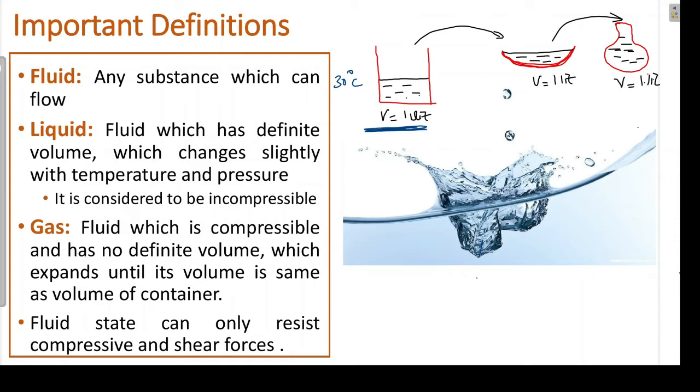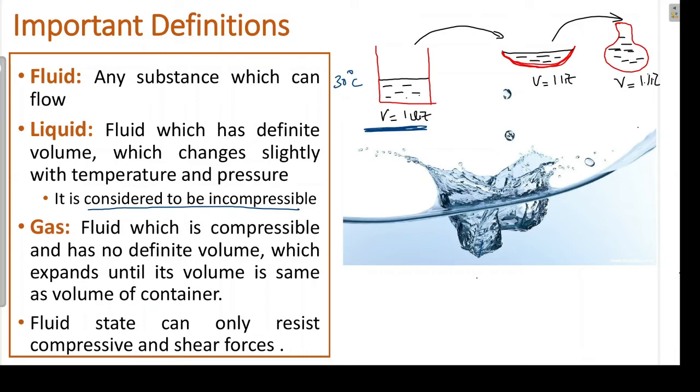So this is another property of liquids. First, they have definite volume. Second property is that their volume changes slightly on changing the temperature and the pressure. And this is the reason that for practical purposes, we are going to consider that our liquids are incompressible. So here it is written that it is considered to be incompressible. Means the volume changes we are not going to consider for practical purposes. We are going to say that the volume remains constant even if we change temperature or pressure. Although theoretically we know that there will be certain change in the volume, that change is not significant.